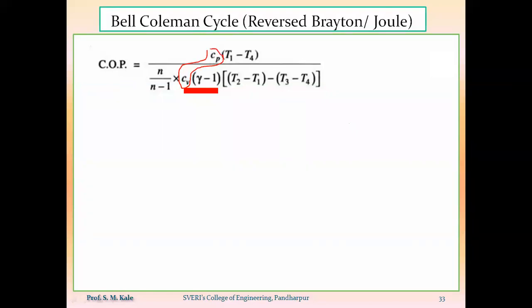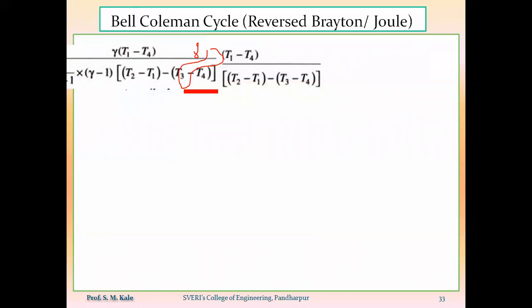Again in this equation I am getting that Cp divided by Cv term. So again instead of Cp by Cv, what should I write? As we know that Cp by Cv is called gamma. So instead of Cp by Cv, here I can write gamma. So I will get the equation for COP. COP is equal to gamma inside the bracket T1 minus T4 divided by n upon n minus 1 into gamma minus 1 into T2 minus T1 minus T3 minus T4.